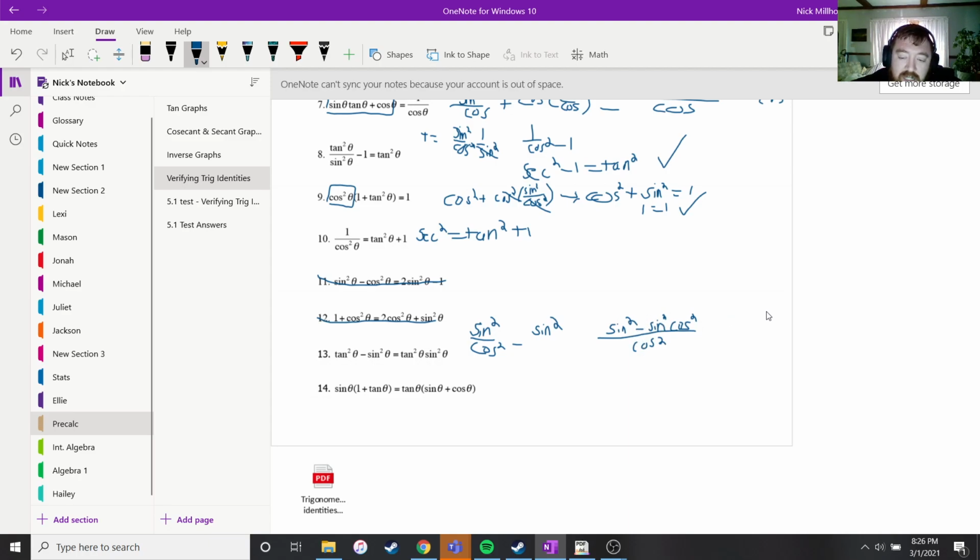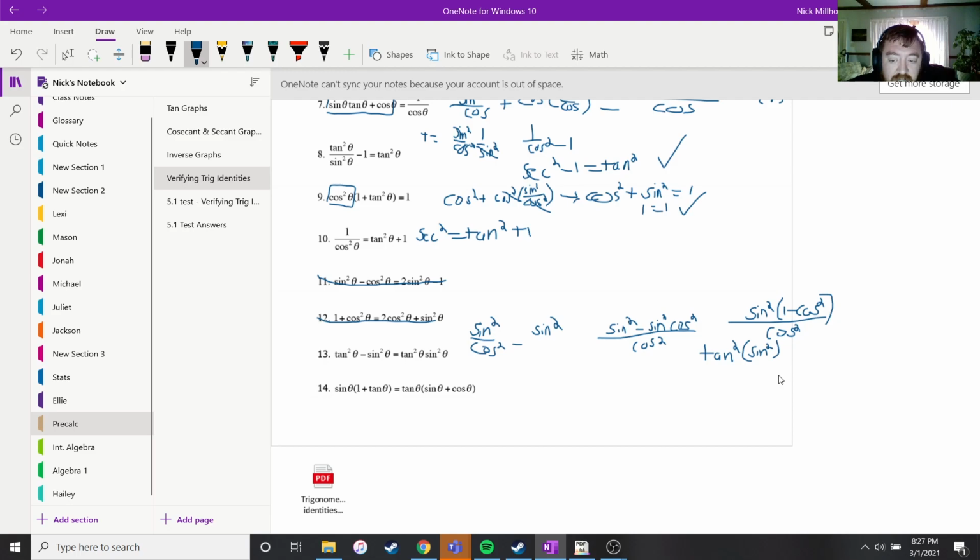And you have to factor out the sine squared on top. So sine squared times 1 minus cosine squared all over cosine squared. Now sine squared over cosine squared becomes tangent squared. 1 minus cosine squared: if you remember our Pythagorean identity, which tells us cosine squared plus sine squared equals 1, if you solve for sine squared there, you're going to get 1 minus cosine squared equals sine squared. So then we have tan squared times sine squared.